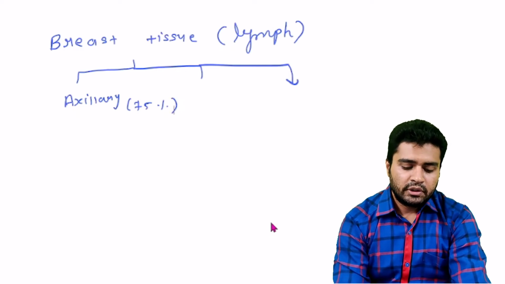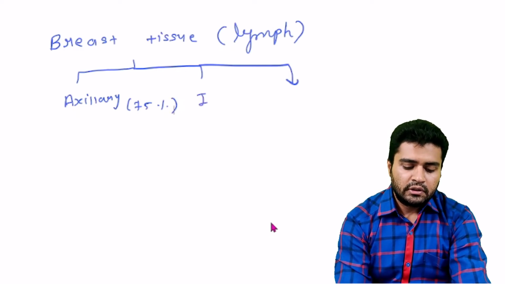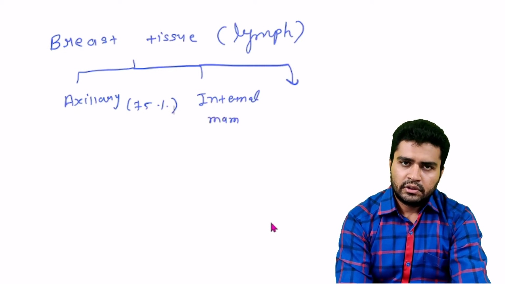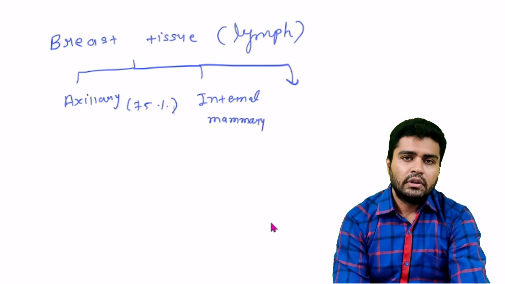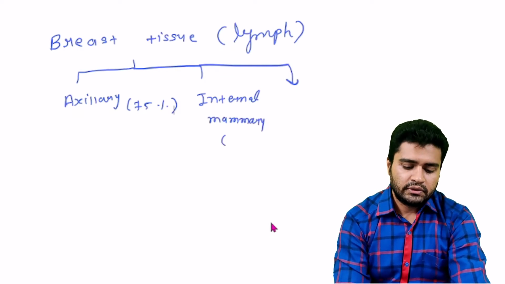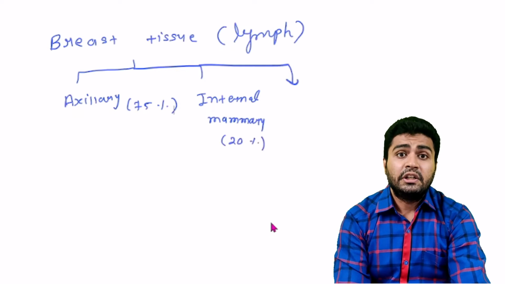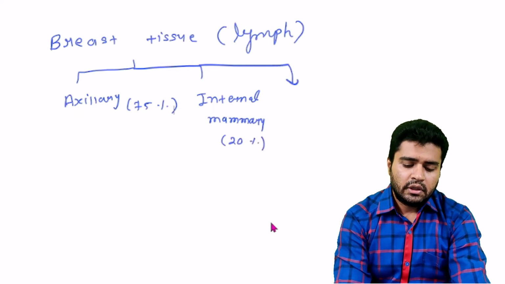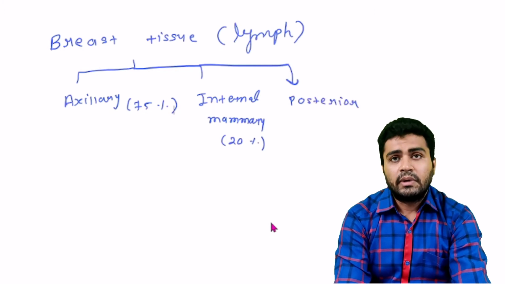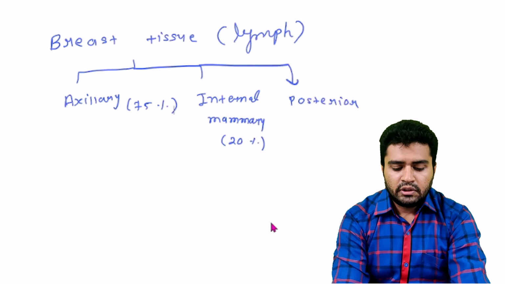Another most important is the internal mammary group of lymph nodes, also known as the internal intercostal group, or internal thoracic group of lymph nodes, which takes around 20% of the lymph from the breast tissue. The remaining 5% is drained by the posterior intercostal group of lymph nodes.